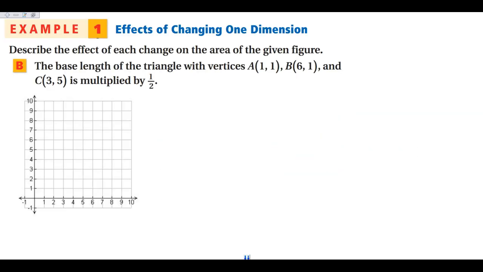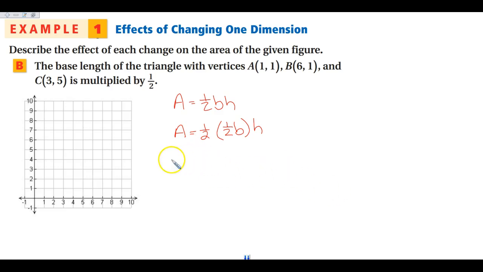All right, let's take a look at a second part, part B here. We have a triangle with the given vertices, and we're told that the base is being multiplied by 1/2. So again, when I look at this, I can graph the points, plug it in, find the original area, find the new area and compare those. Or I could say, all right, if I have a triangle and my area is 1/2 base times height, well, now I'm going to take that base and multiply it by 1/2. So it's 1/2, my base is half the length now, times the height.